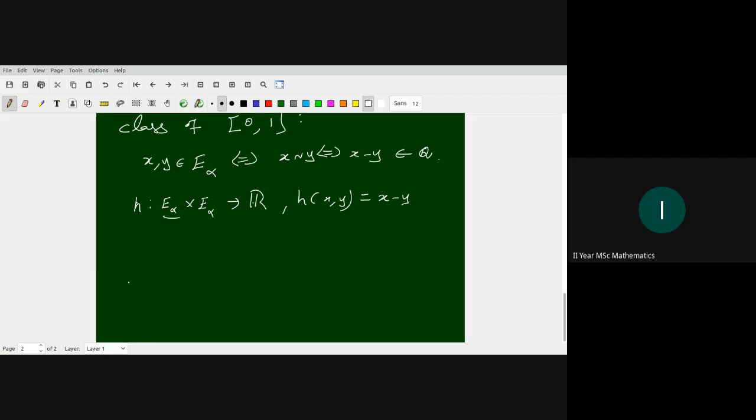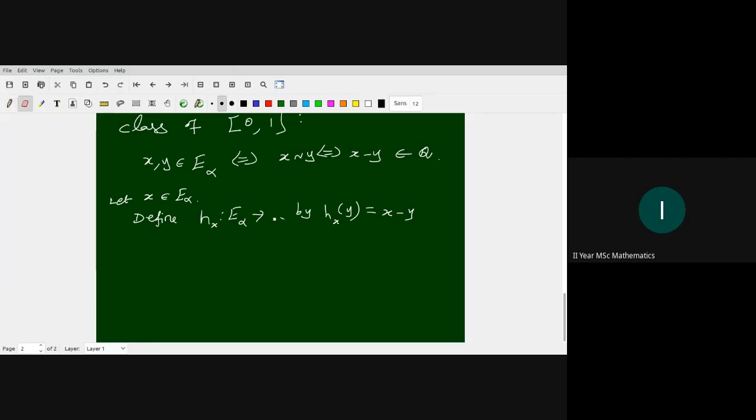Suppose I fix x here, right? Then we can define this function slightly differently. I'm going to fix x naught in E alpha and define h subscript x from E alpha to R by h_x of y equals x minus y. Okay. We can define it directly into Q.